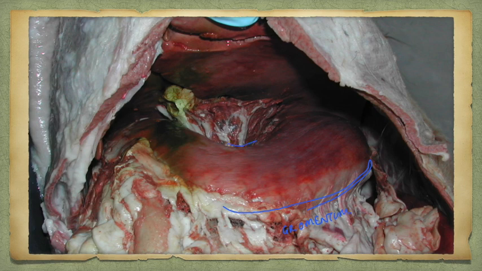Coming off the lesser curvature of the stomach and going to the liver is going to be the lesser omentum. Now in the ruminant, this greater and lesser omentum, especially the greater omentum, is greatly enlarged and important. I have a whole other video talking about the greater omentum in the ruminant, so if you want to know more about that, please check that out.